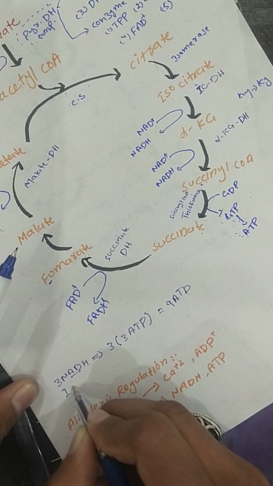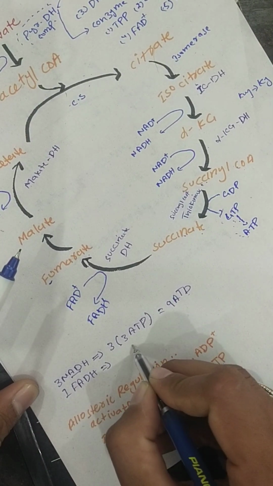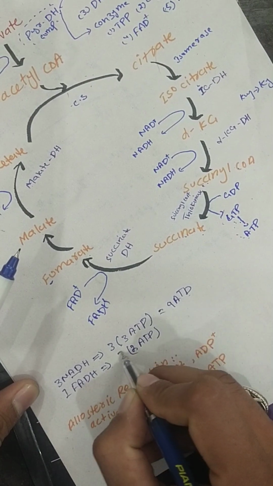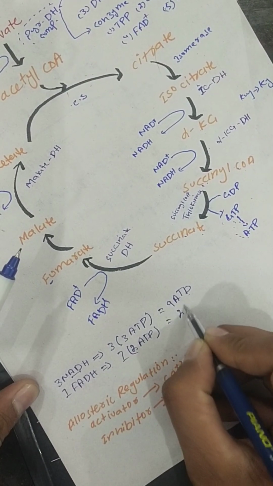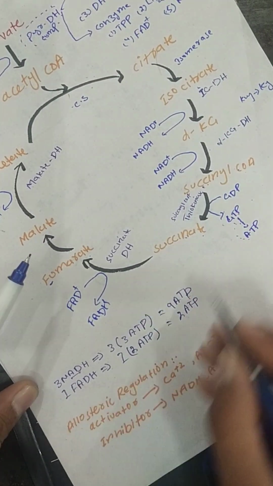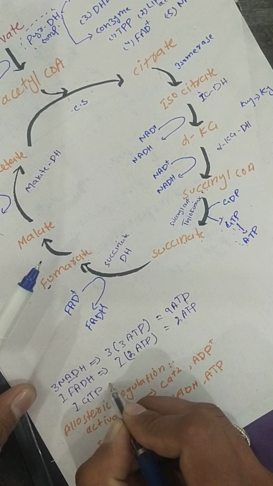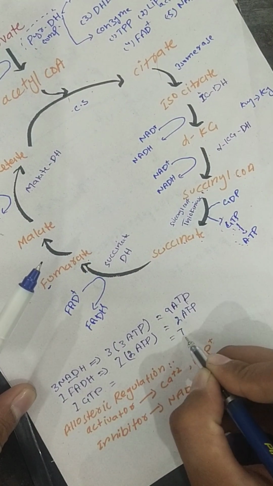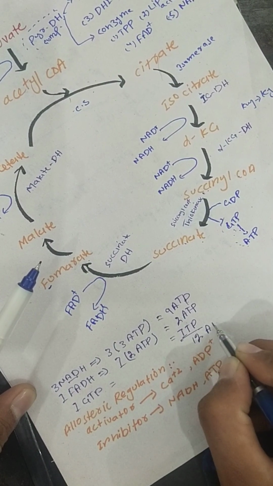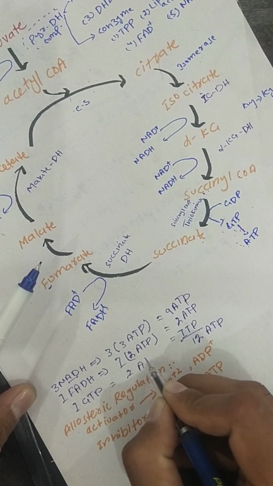We have 1 FADH, and FADH is equal to 2 ATP. So 2 ATP multiplied by 1 is equal to 2 ATP. Okay, and we have 1 ATP direct, which is substrate level phosphorylation. Okay, 1 GTP, which is equal to 1 ATP. So totally we have 12 ATP in the TCA cycle. Okay, so we have 12 ATP.